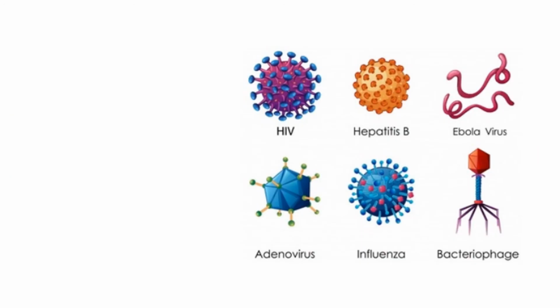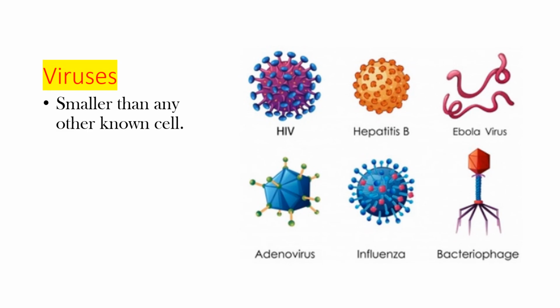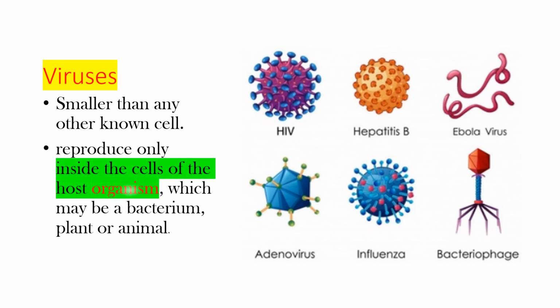HIV, hepatitis B, adenovirus, influenza, bacteriophage, what are they? They are nothing but viruses, smaller than any other non-cell. And what makes them different from other microorganisms is that they reproduce only inside the cells of a host organism. The host may be a bacterium, plant, or an animal.